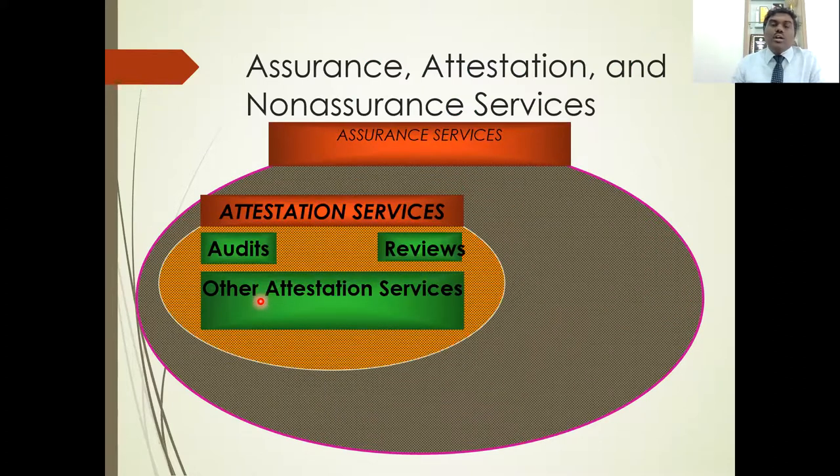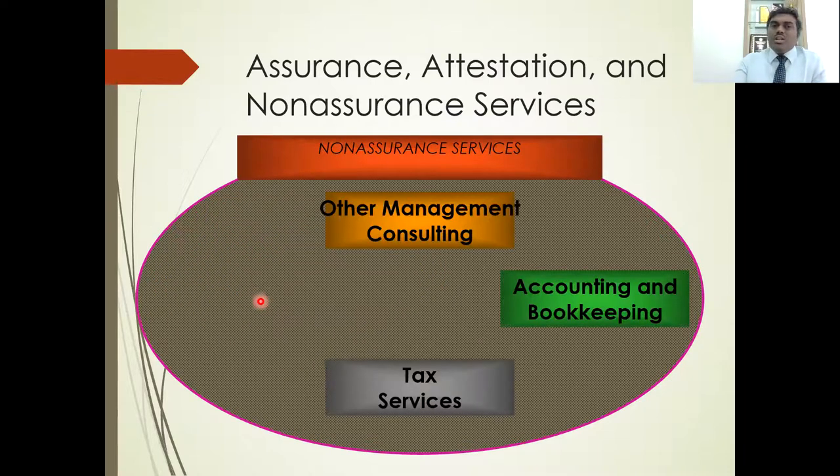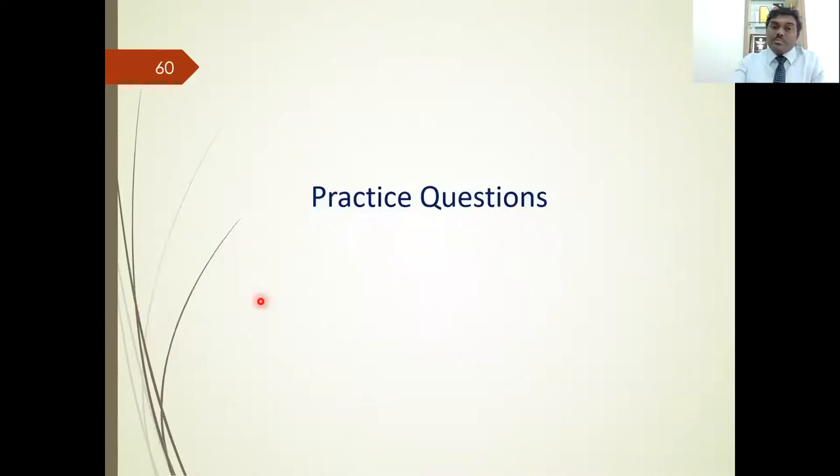So if you look into assurance and attestation services, we have a larger set of assurance services, whereas audit and reviews come under attestation services. Whereas just a general assurance could be some sort of a proofread where we are not doing an audit or a review. Whereas non-assurance, you can have management consulting, bookkeeping, tax services, implementation of controls in case of IS auditor. All these things come under this bucket.